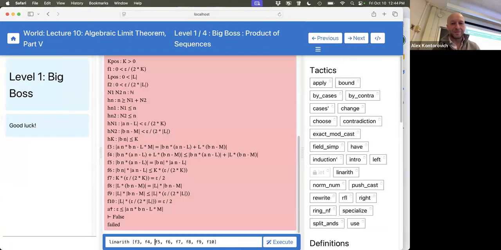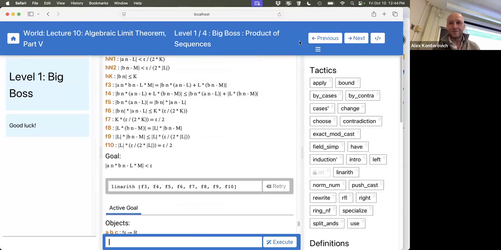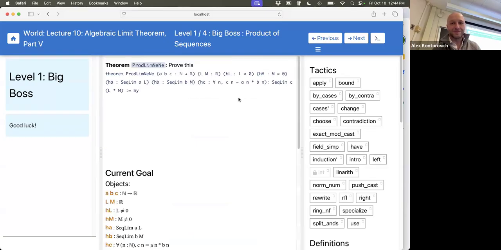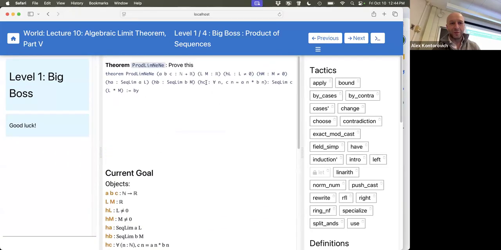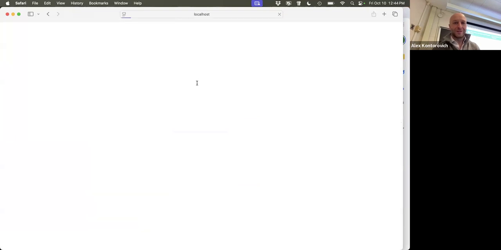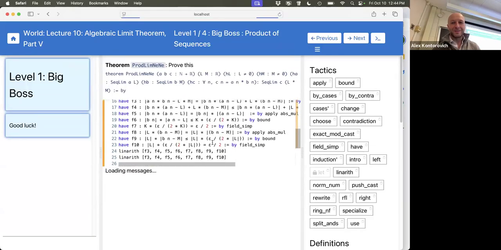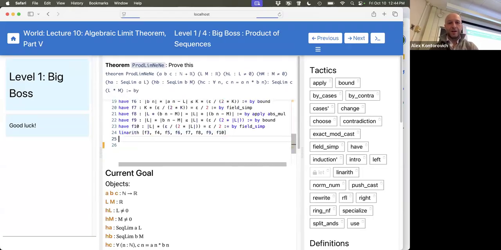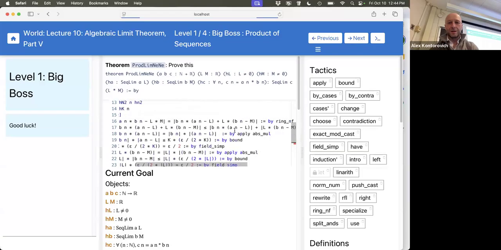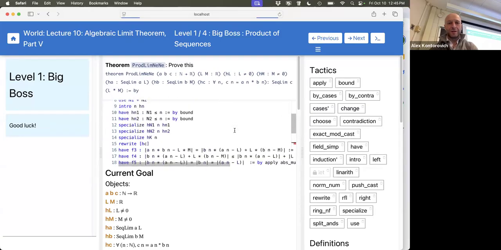Let's find out. Or maybe H little n2. Do I just have to wait and it'll load? There we go. Just have to refresh. Oh, this is... It looks like the first error is the linarith. It looks like it took everything else. So what's wrong with the linarith?